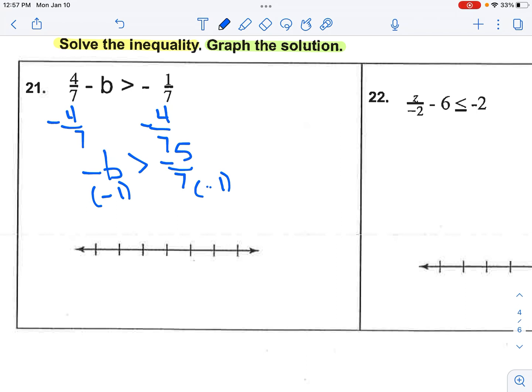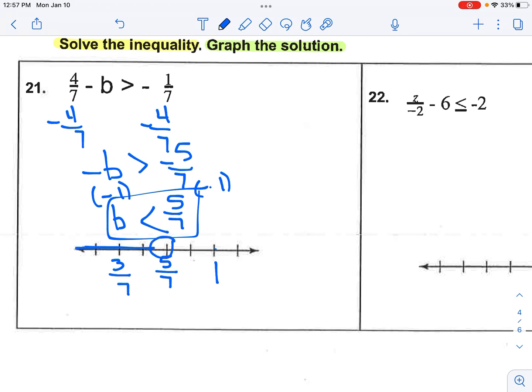So negative b times negative 1 is positive b. Since I multiplied by a negative, I'm going to flip my sign. And negative 5/7 times negative 1 is positive 5/7. So your final solution is b is less than 5/7. Put your solution in the middle. So 5/7, 6/7, 7/7, or 1 whole. 3/7, open circle.